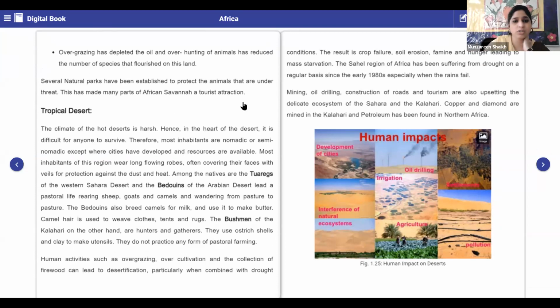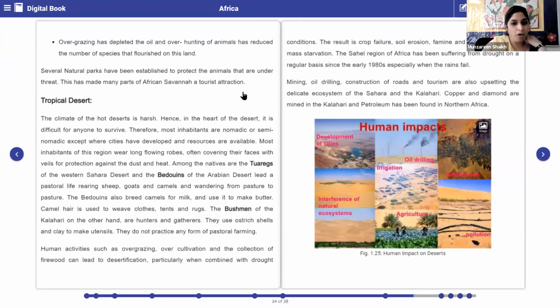The Bedouins also breed camels for milk and use it to make butter. Camel hair is also used to weave clothes, tents, and rugs. See, camel is so useful. So what do they use? They make clothes, they make tents, and they make rugs out of camel hair. Yes, very good.